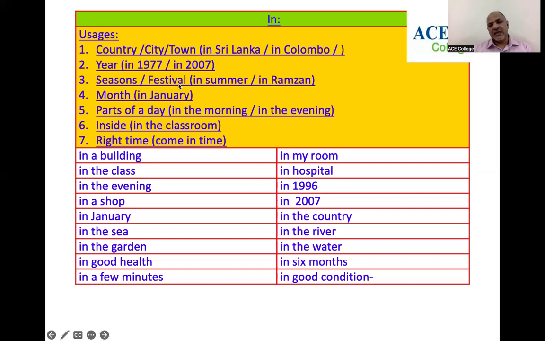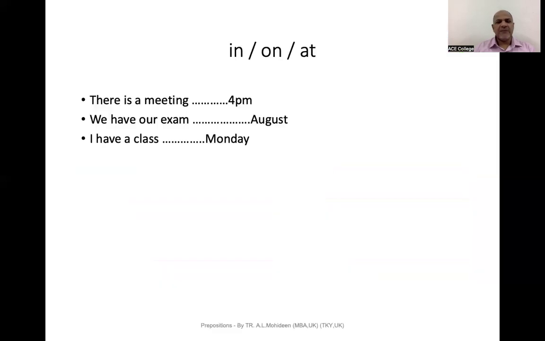Seasons, festivals, automatically in. So I will have my vacation in summer, okay, in winter. Like month, so I have a promotion, yeah, in, then you have to tell the month, in December. So I have, what do you call, an appraisal in December, right? Parts of the day, in the morning. I wake up in the morning, in the evening, you have to bring that one. Inside, inside the house. So I'm in the house now, meaning inside the house. So you have come in time, meaning on time. No late, no early. Okay.